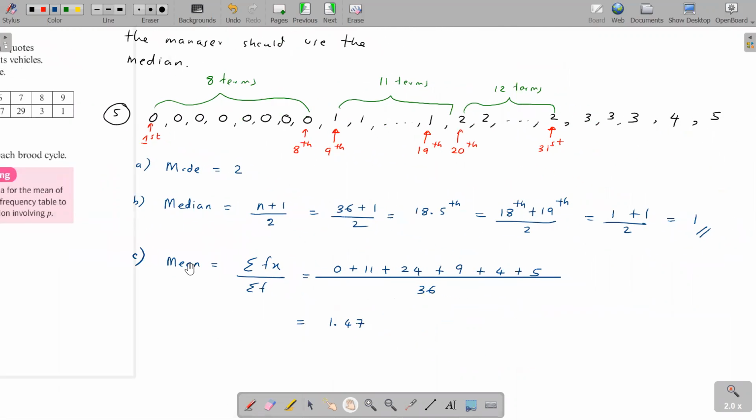So you would definitely go with the mode, median or mean, whichever is the lowest value. The lowest value is the median, because you can see median is 1, mean is 1.47, mode is 2. So we will again go with the median. Why? Because it is the lowest value.